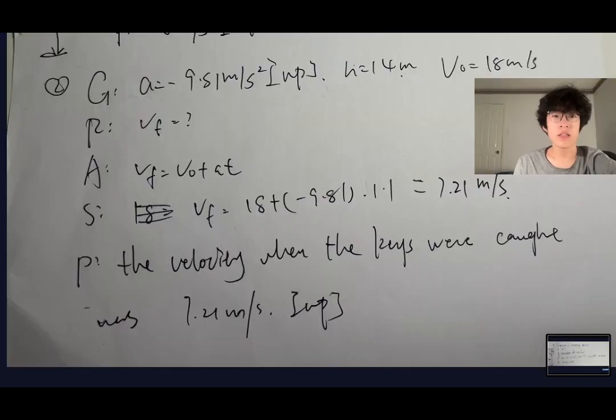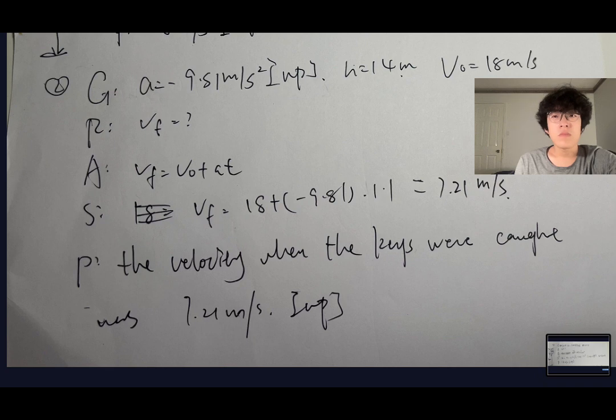Let's take a look at the second question, which says determine the velocity of the keys when they are caught. To solve this question, we only need to apply the value we calculated in the previous question, where the initial velocity of the motion equals 18 meters per second. Also applying the GRASB method, we have the acceleration, height, and the initial velocity, and what we need to find is the final velocity.